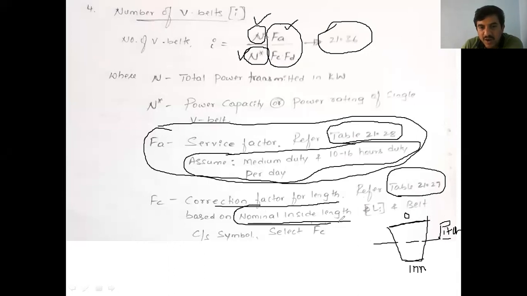The nominal inside length. Again, the nominal inside length of the belt, Li, is unknown. It also depends upon the belt cross-section symbol. The belt cross-section symbol we already know, whether it is A, B, C, D or E. Then you go for selecting the FC. But here the unknown is the nominal inside length. Then how do you calculate the nominal inside length?